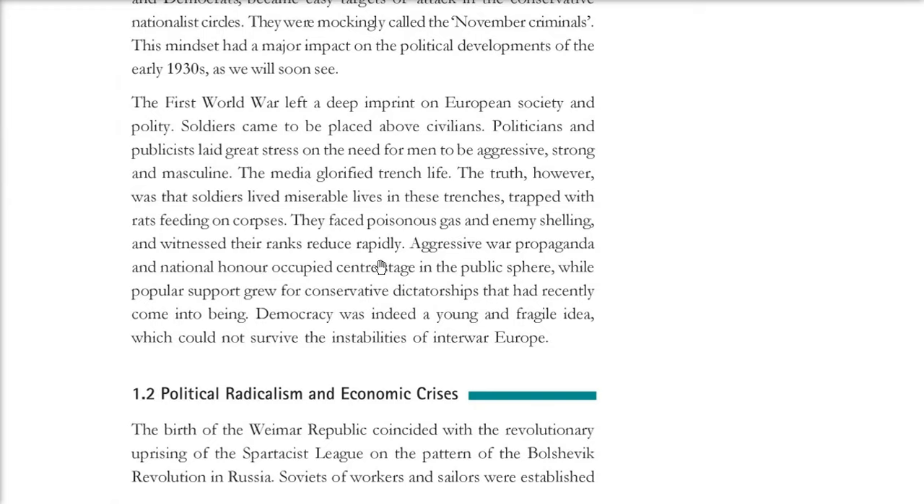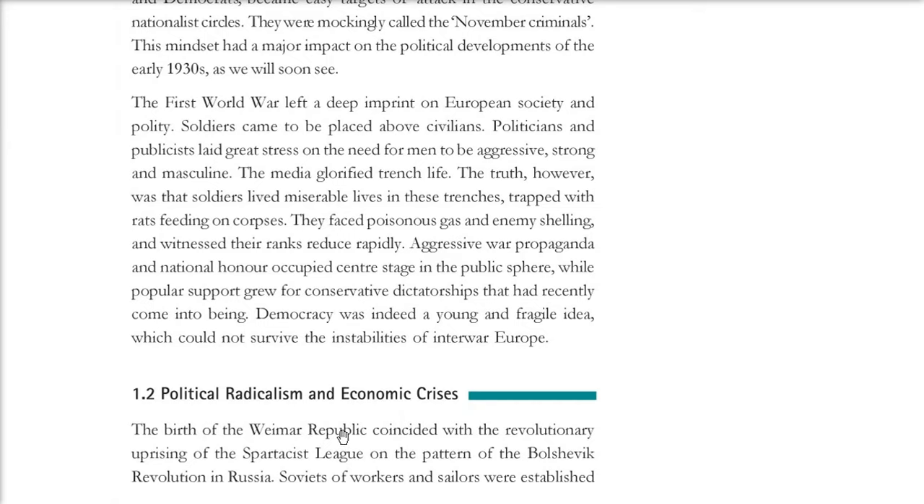So democracy was not very popular, and it was a fragile idea at that time because there was instability. The war had just happened and things were going on like that. So there was political radicalism and economic crisis.